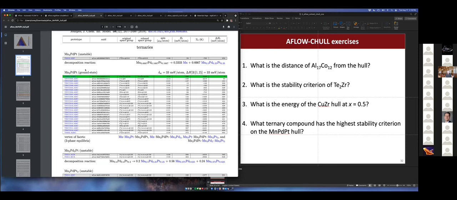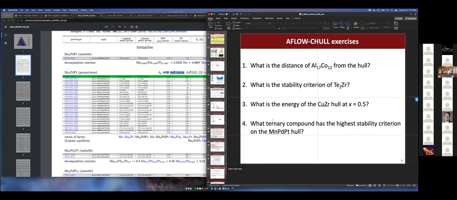This is actually the composition of one of the magnets that we discovered in that study that I referenced earlier. You can see that it has a stability criterion greater than 30 MeV per atom, which is the threshold we set higher than the room temperature excitations. Okay, so let's pick it up. We're going to continue with the presentation.